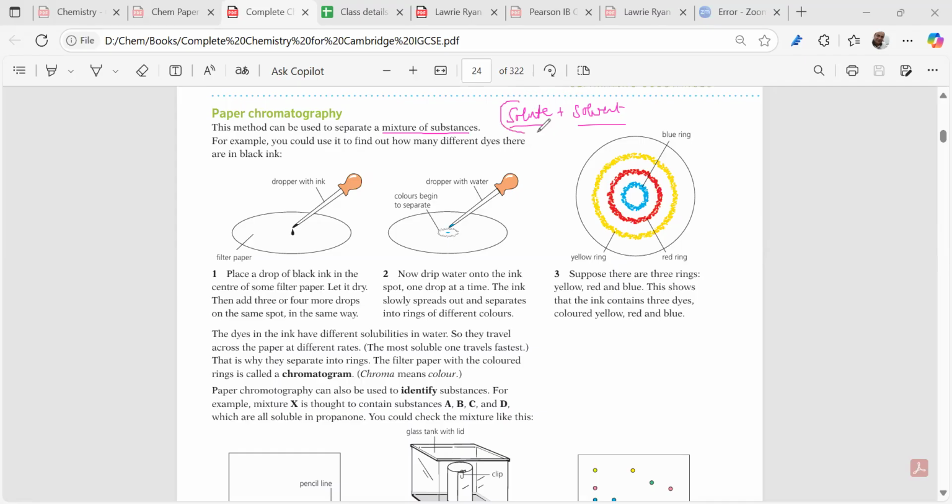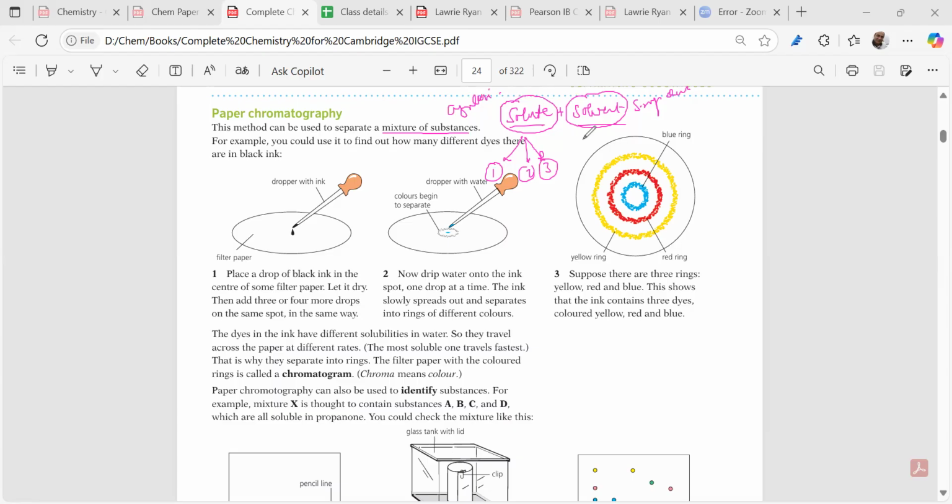Suppose we want to separate out the solute from the solution, it is called crystallization. If you want to separate out the solvent from the solution, it is called simple distillation. Now, in chromatography, you have a special case where you have more than one solute: solute 1, solute 2, solute 3. It can be more.